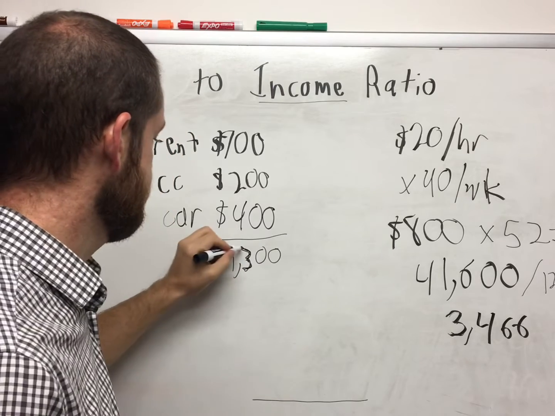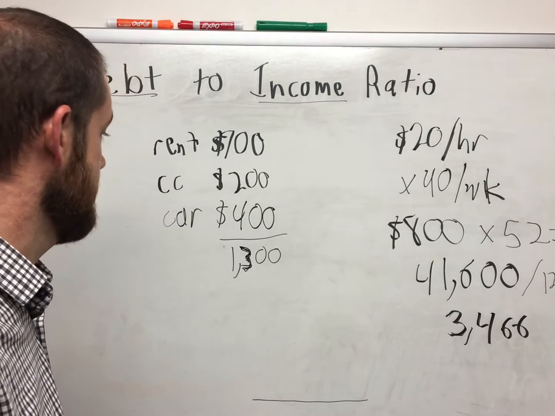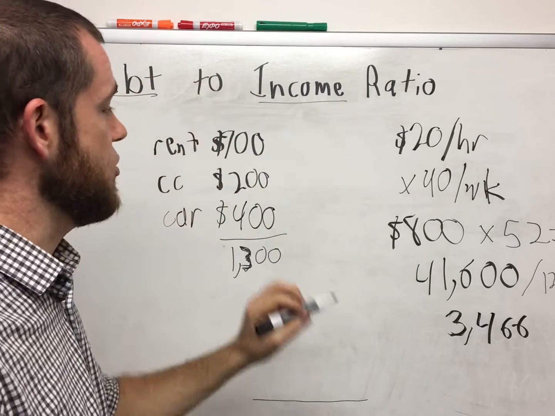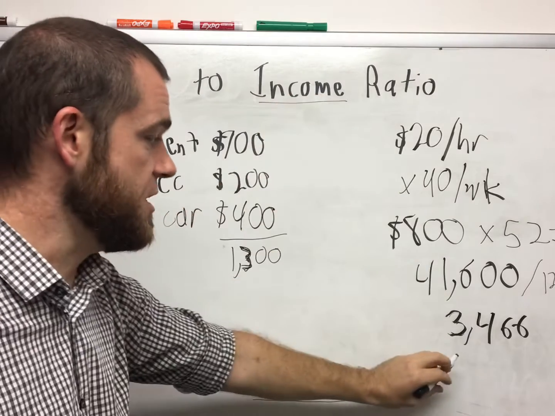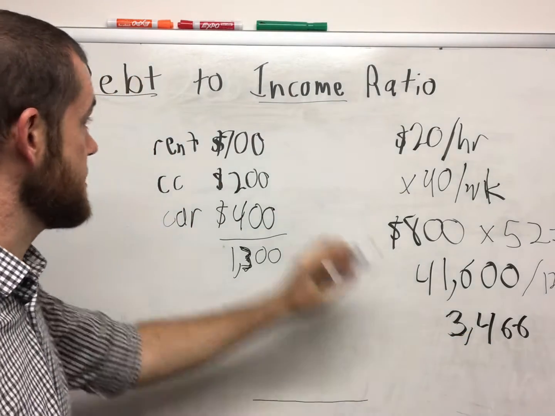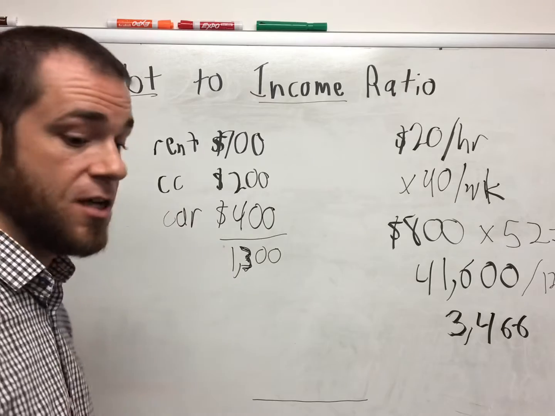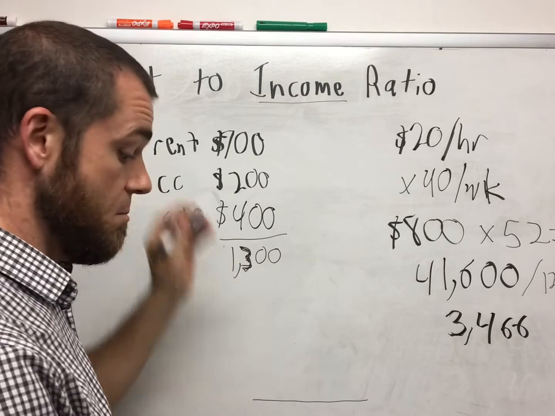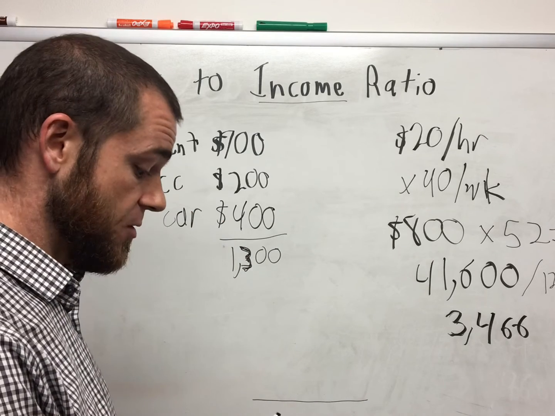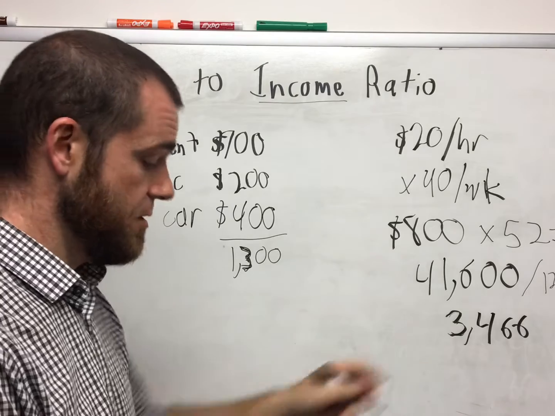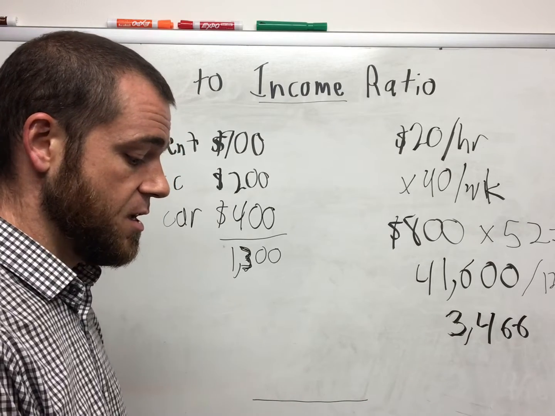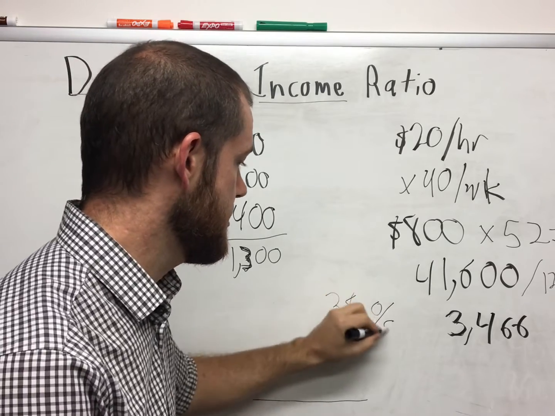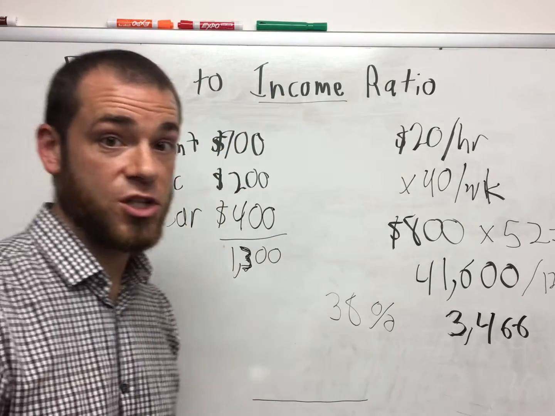Anyway, so to get your debt to income ratio, first we figure out his monthly income, $3,466, and then monthly debt, $1,300. And we're going to take those numbers and divide them. We're going to take his monthly debt, $1,300, divided by monthly income, $3,466, and we get 38. This guy has a 38% debt to income ratio.